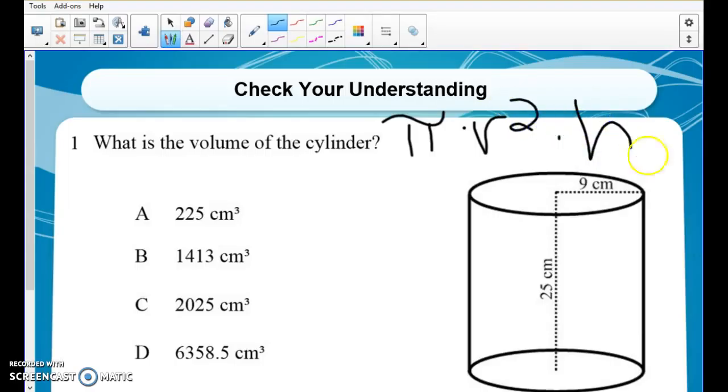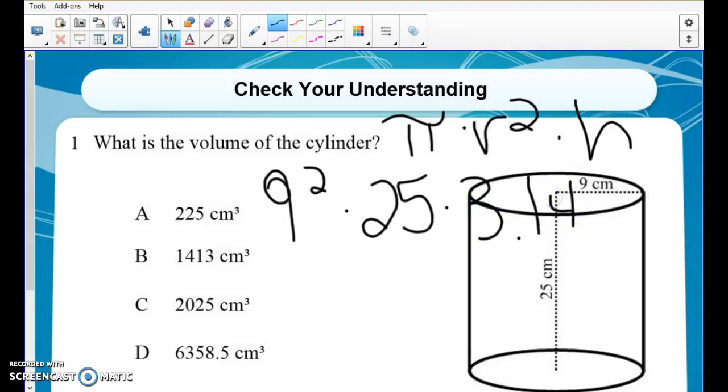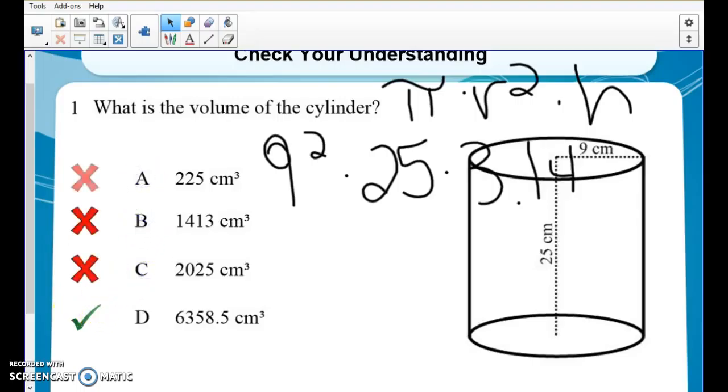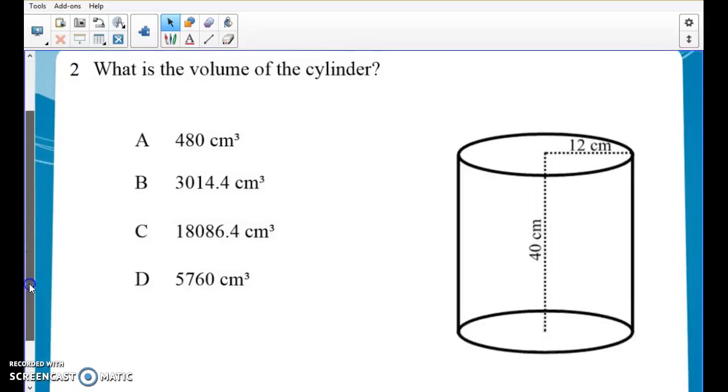So I know my radius right here is 9, so I have a 9 squared. My height is 25. My pi is 3.14. So again, if they give us the diameter, we have to cut that in half. So 9 squared is 81, times 25, times 3.14, I end up getting 6,358.5, which would make it D. There's our check mark. There's our answer.